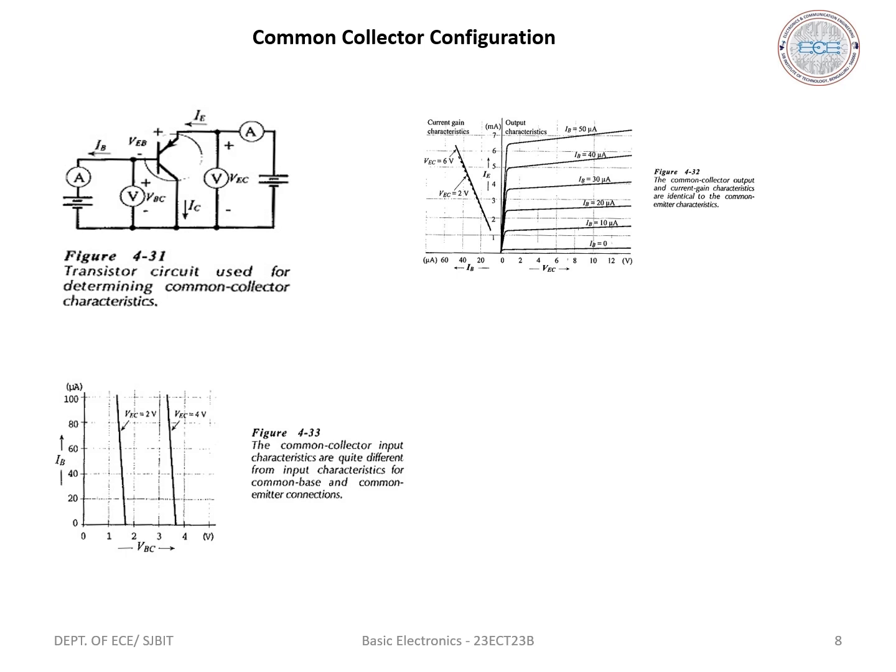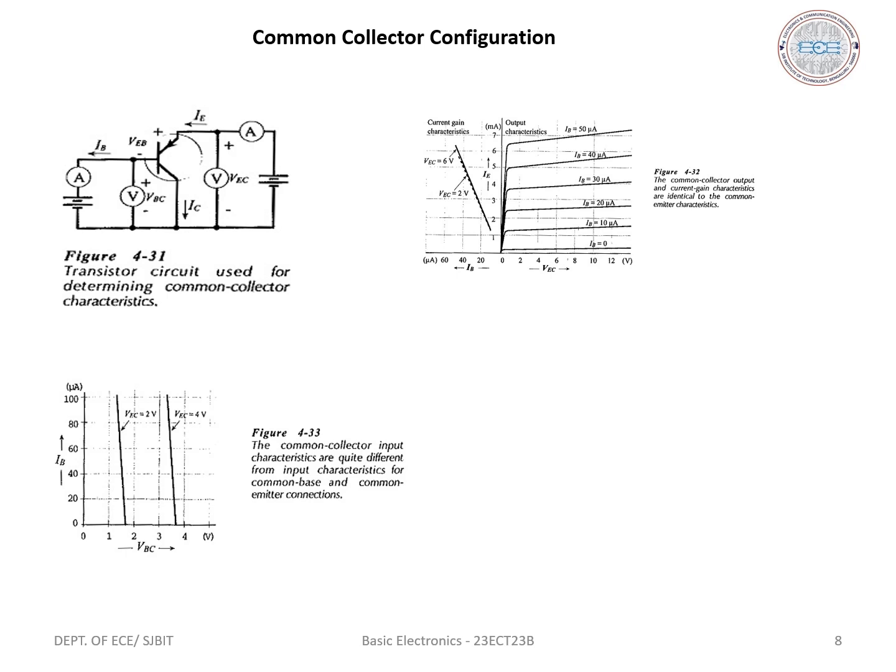This is quite different from either CB or CE input characteristics. The difference is due to the fact that the input voltage VBC is largely determined by the output voltage VEC. So at a constant VEC, if VBC is increased, VEB reduces. As a result, IB decreases.